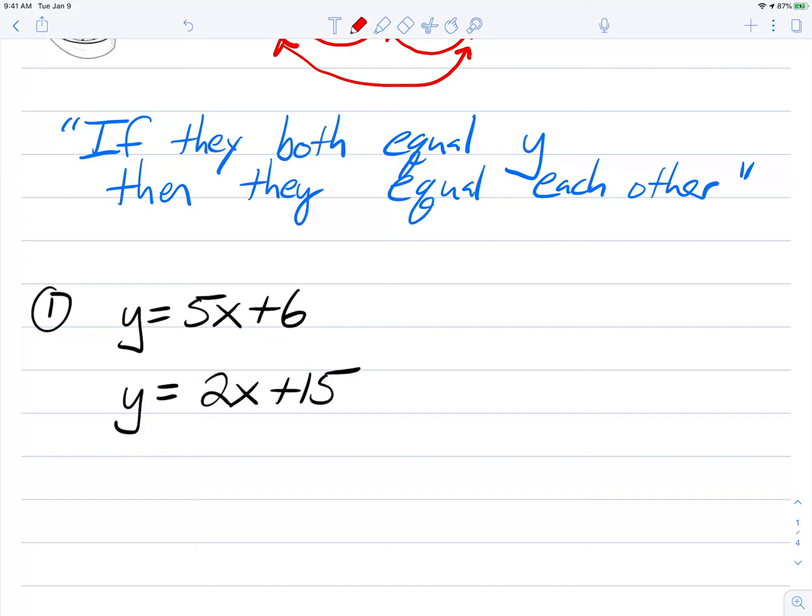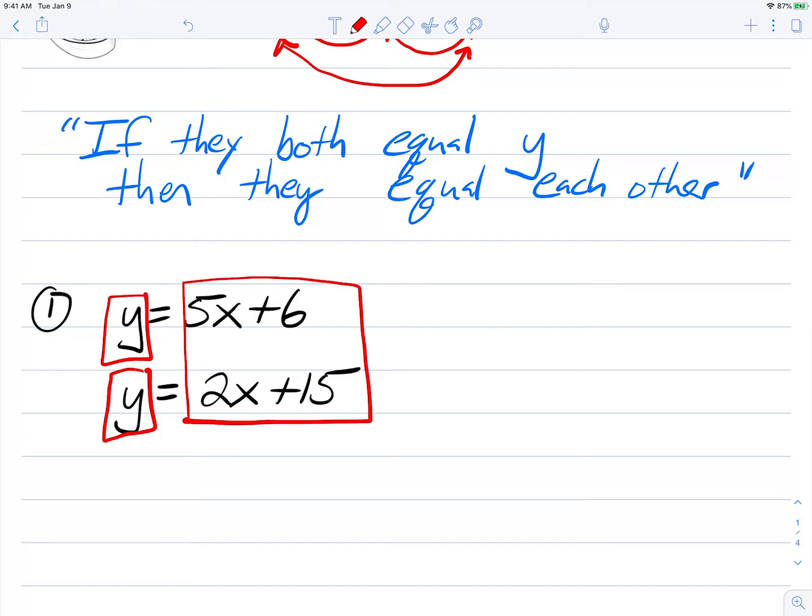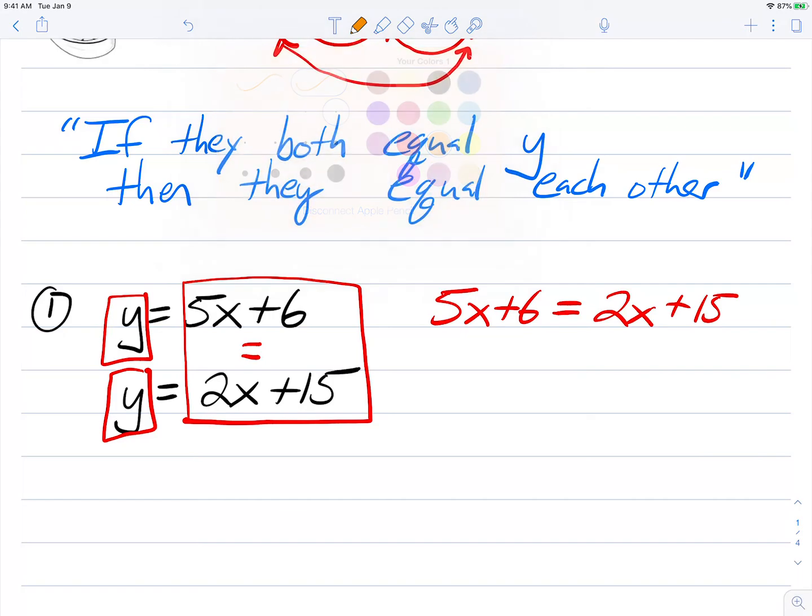So, first problem. They both equal y. So they both say y equals. It's very important that they say y equals. Since they both say y equals, then their other sides must also be equal. So we can make the equation that 5x plus 6 equals 2x plus 15. Since those both equal y, whatever y happens to be, then they must equal each other. So this becomes an equation we can solve.